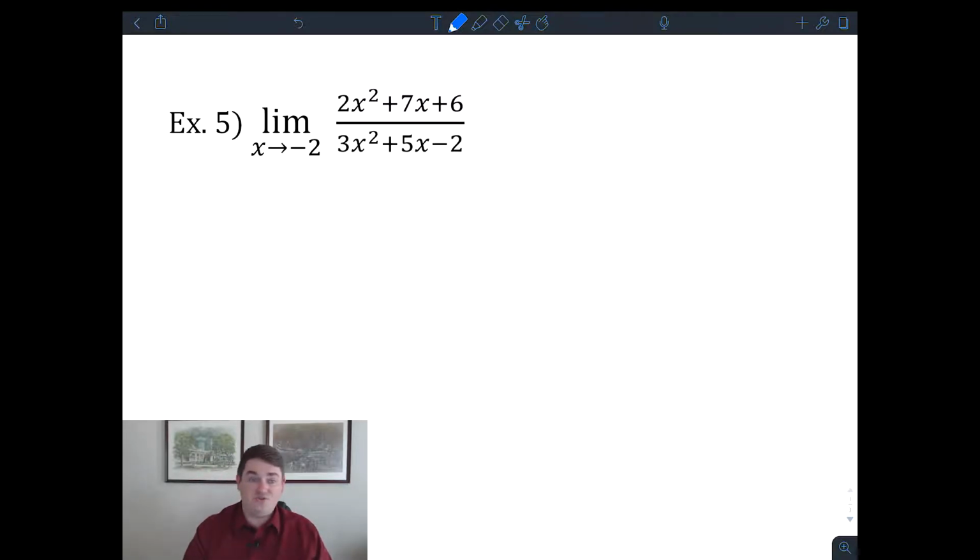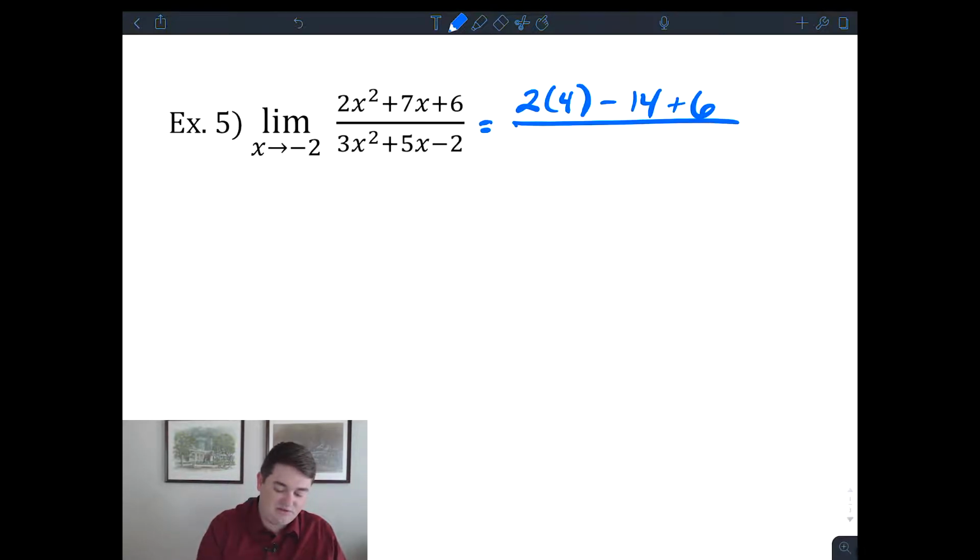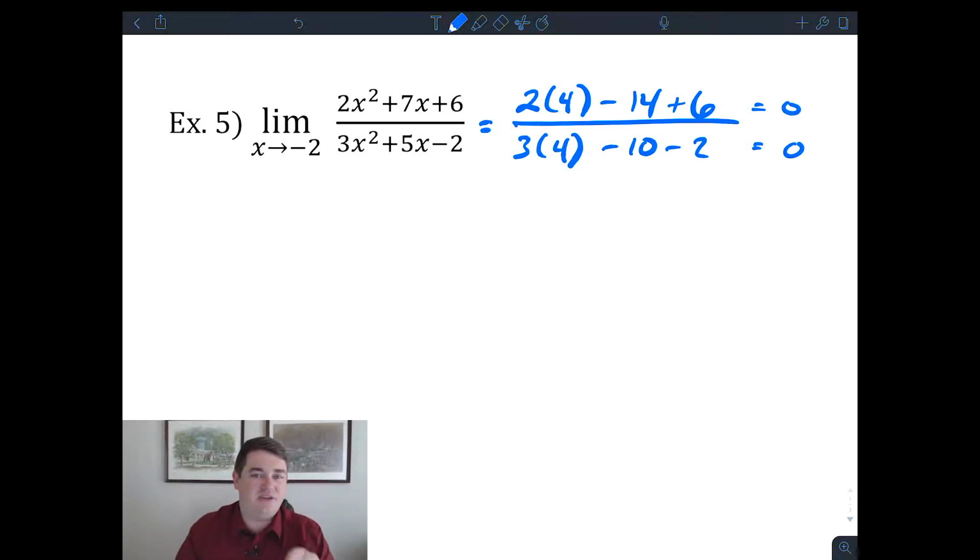When I try direct substitution, plugging -2 into 2x squared plus 7x plus 6, that's going to give me 2 times 4 minus 14 plus 6, 0 on top, over 3 times 4 minus 10 minus 2, gives me 0 on the bottom. Something to be careful about, real quick. On your work, like on an AP exam or even a test you take in class, you don't want to write equals 0 over 0. Okay, because technically it's wrong if you say it equals 0 over 0.